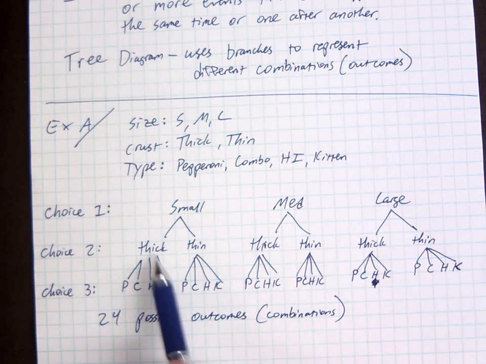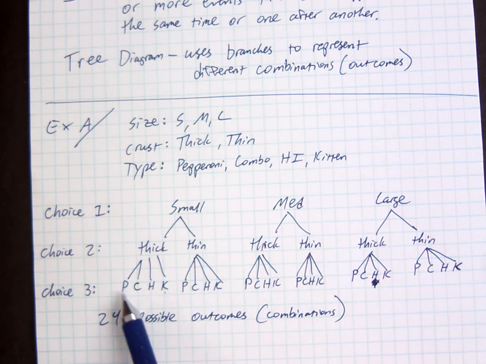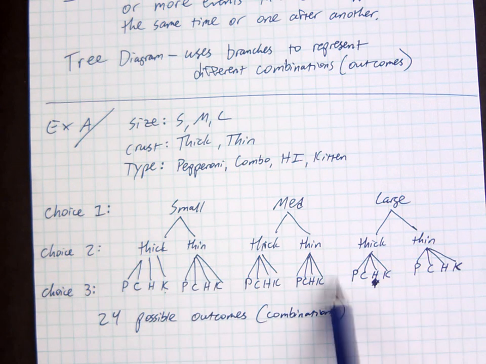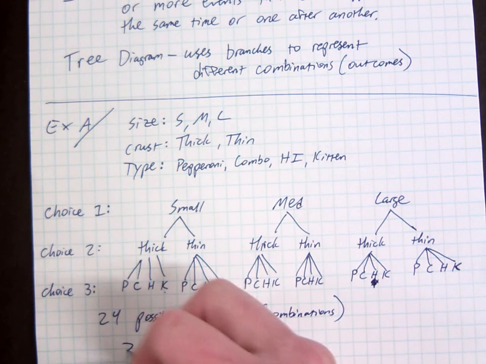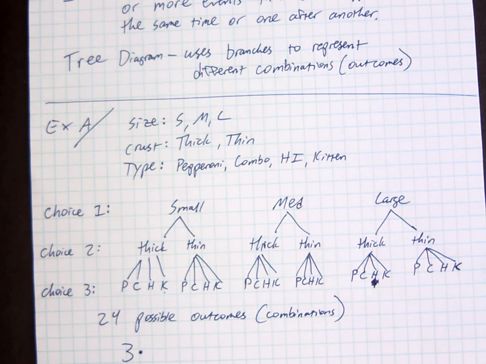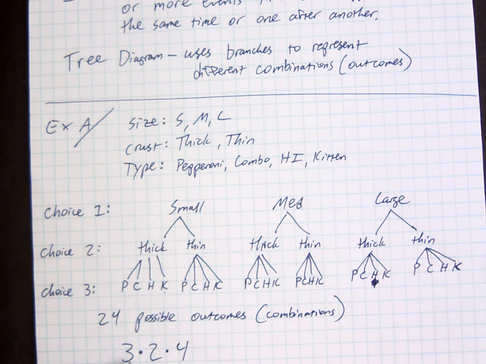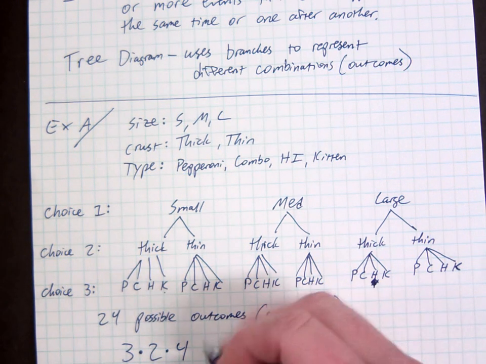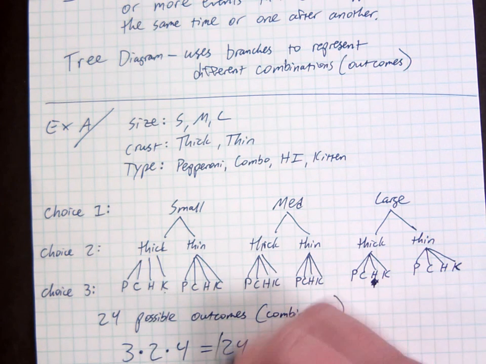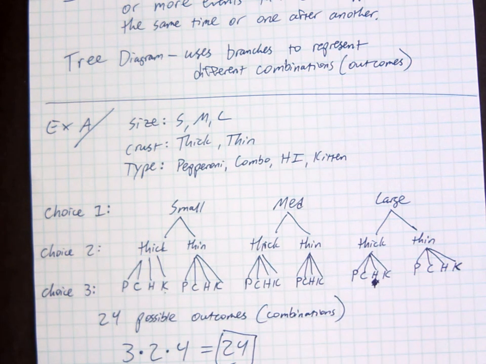And then each of those 6 gets an additional 4 choices of toppings. So we're going to multiply the 6 by 4, and we get 24. In fact, the way you find out the number of combinations is to multiply the number of choices you have each step along the way. 3 sizes, 2 crusts, 4 toppings. 3 times 2 is 6 times 4 is 24. 24 possible combinations.